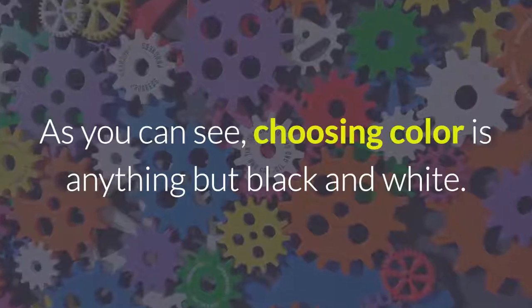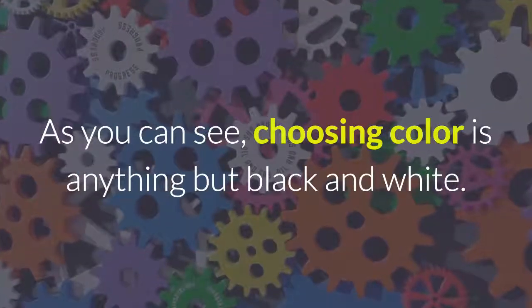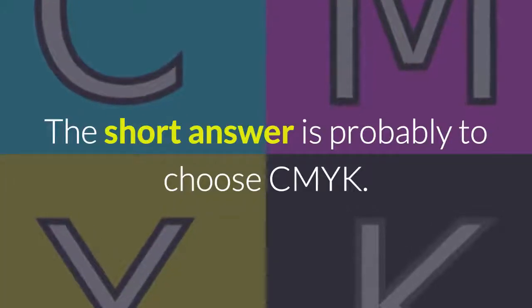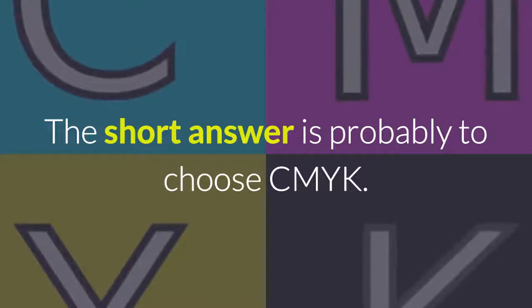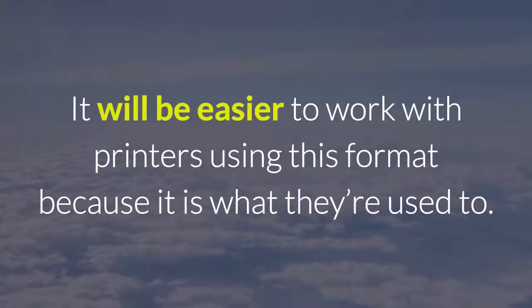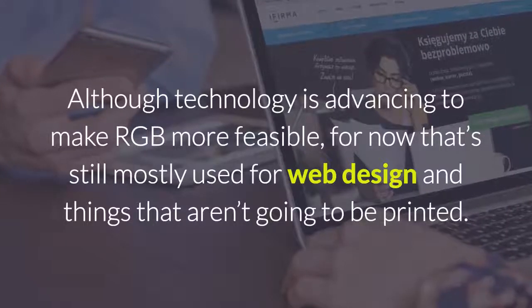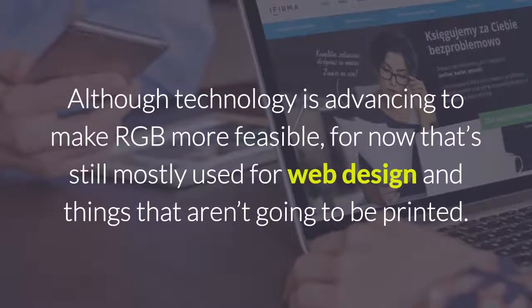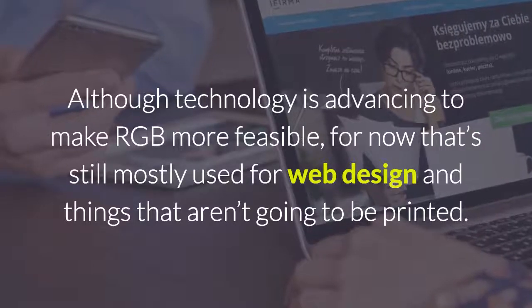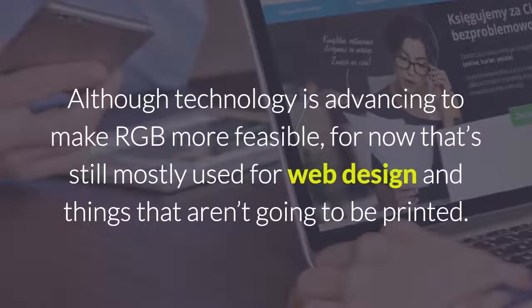So what's the verdict? As you can see, choosing color is anything but black and white. The short answer is probably to choose CMYK. It will be easier to work with printers using this format because it is what they are used to. Although technology is advancing to make RGB more feasible, for now that's still mostly used for web design and things that aren't going to be printed.